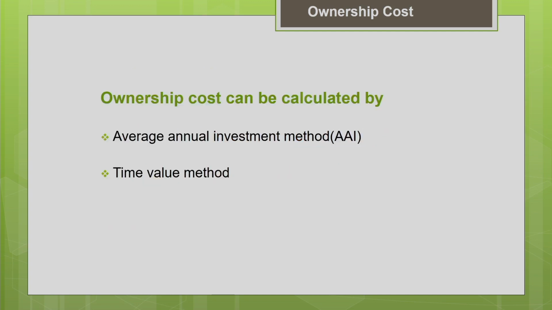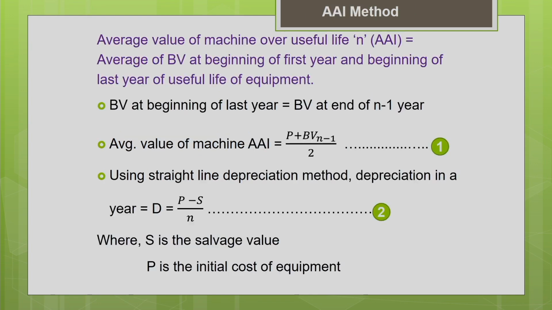So ownership cost can be calculated by two different methods, average annual investment method and time value method. In today's lecture we are going to discuss the average annual investment method, which is an approximate method of estimation of the cost of investment. So, the average annual investment method. How to estimate this average annual investment over the useful life of the machine, or how to find the average value of the machine over its useful life. That is what we are going to discuss now.